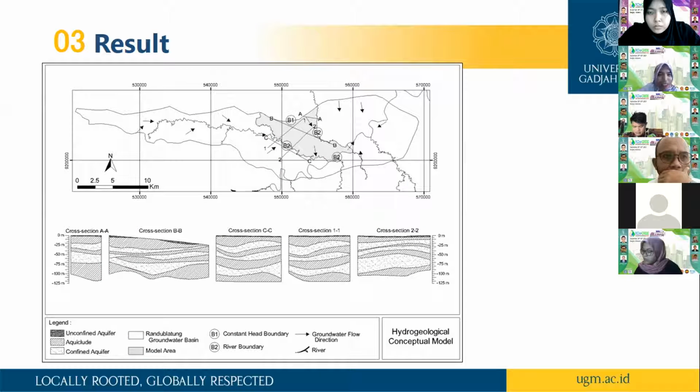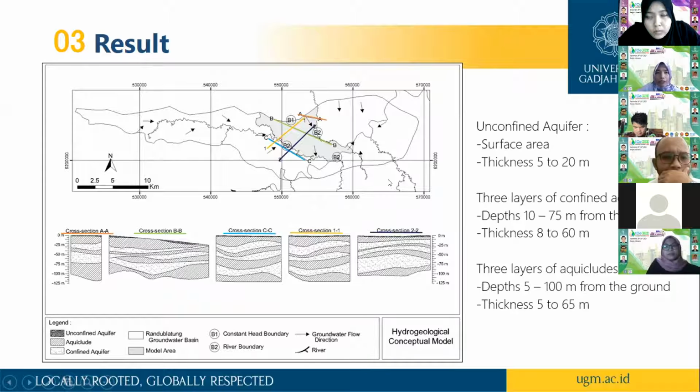The last one is the results of the borehole cross sections. I made five cross sections. The first one is cross section A to A, the second is cross section B to B, and then C to C, and then 1 to 1, and then 2 to 2. The conclusion is there is one unconfined aquifer on top, and three layers of confined aquifer.